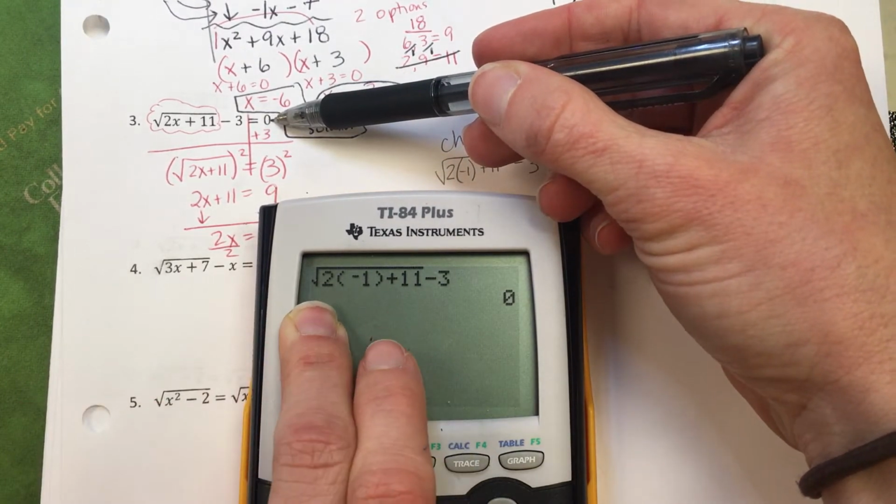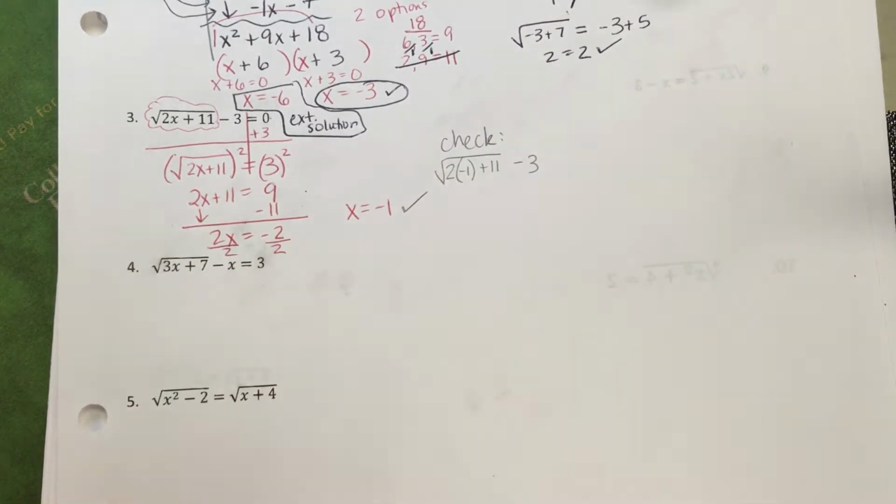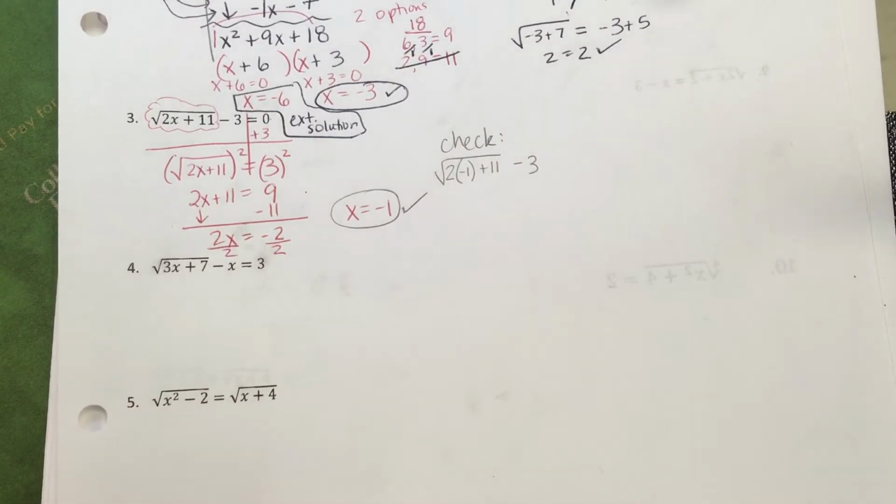Is that where we're trying to get it to equal? Go back to the original. We're trying to get it to equal 0. So that one is a check, or you can circle it, but somehow let me know that you got it. Okay?